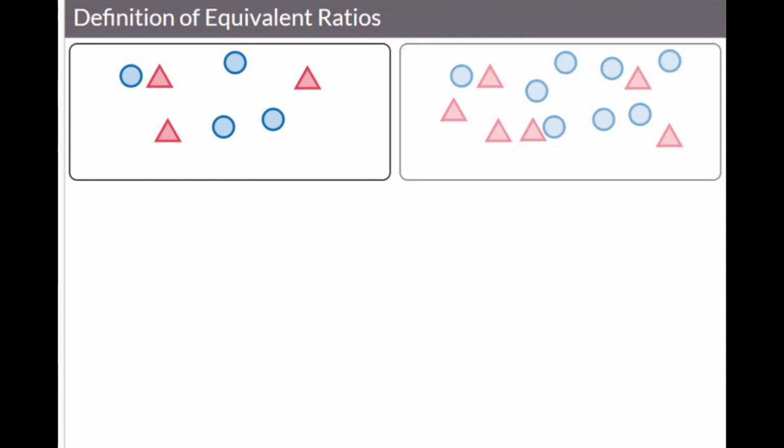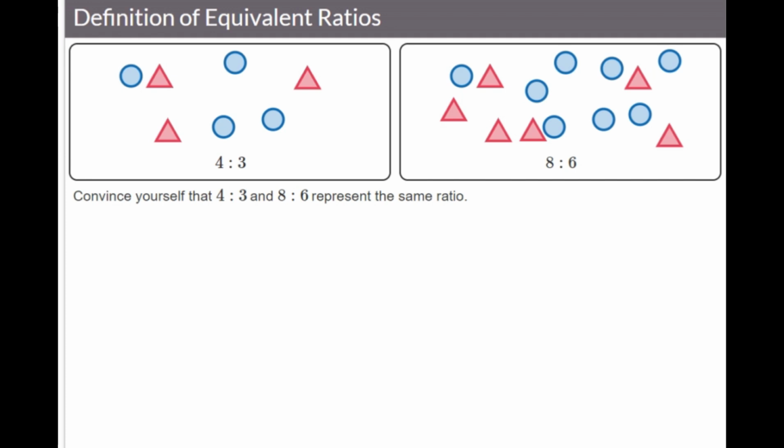Notice in the first diagram that there are 4 circles and 3 triangles. The ratio of circles to triangles is 4-3, and it means that for every 4 circles, there are 3 triangles. In the second diagram, there are 8 circles and 6 triangles. The ratio 8-6 means that for every 8 circles, there are 6 triangles.